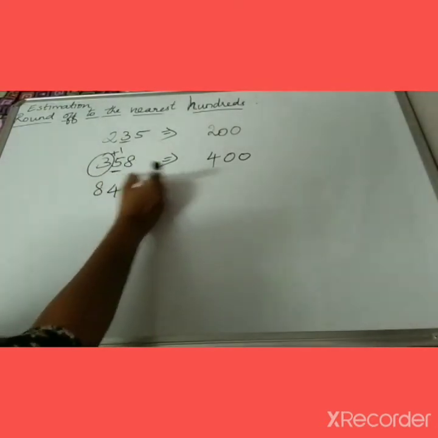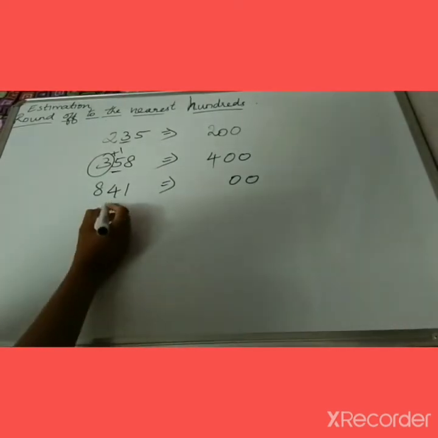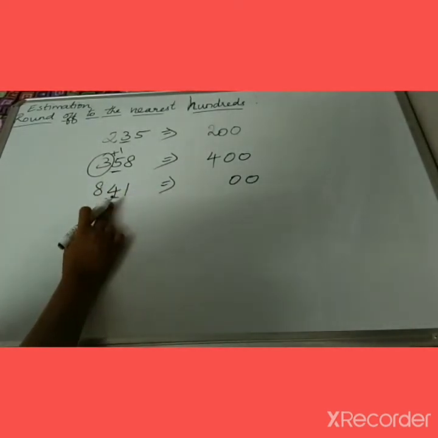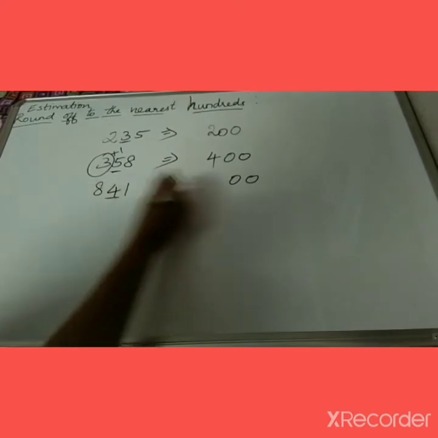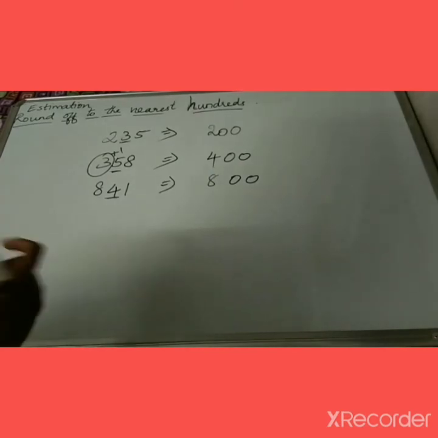841. In the last two places we will have 0 and we have to look at the number in the tens place. So it is 4, which is less than 5. So this 8 will come as such. Clear? Now I am considering a 4-digit number.